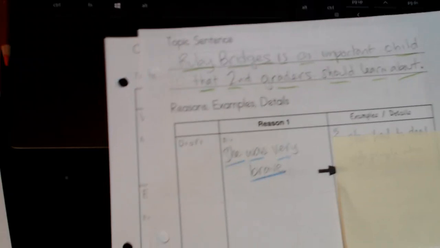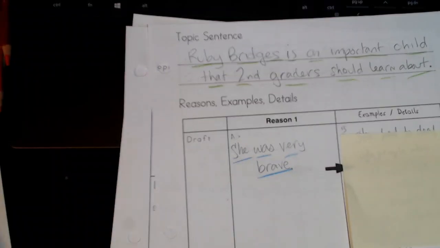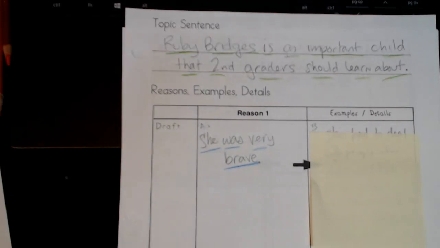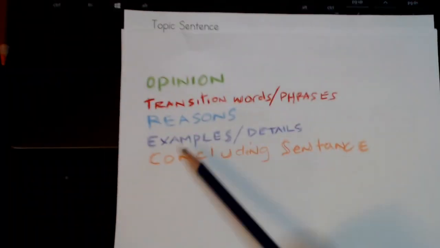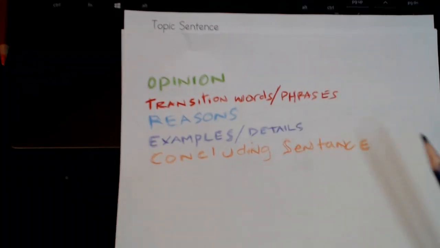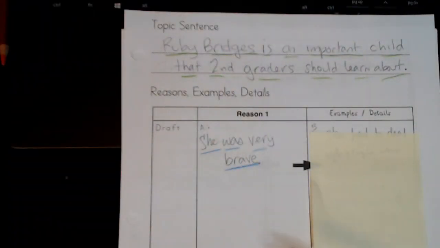Today, we are going to be doing step 4 of our opinion writing. You're going to need your writing folder, a regular pencil, and some more colored pencils. In this case, you're going to need a purple colored pencil because today we are going to be working on examples and details. Okay, so we're going to go to page 23.